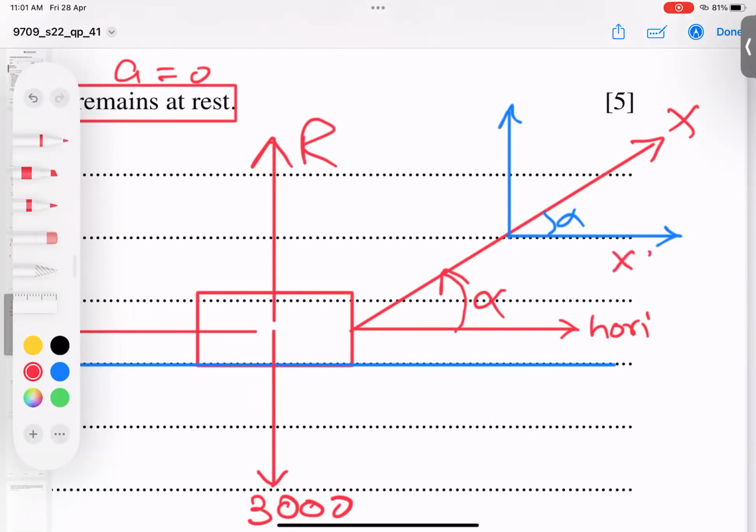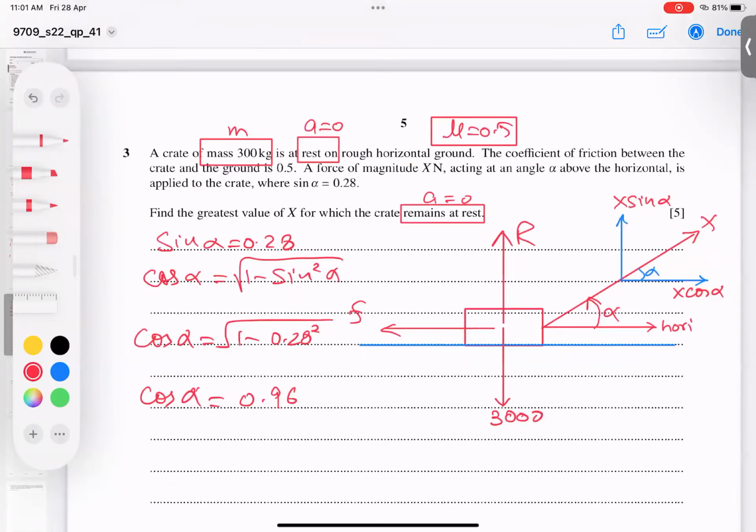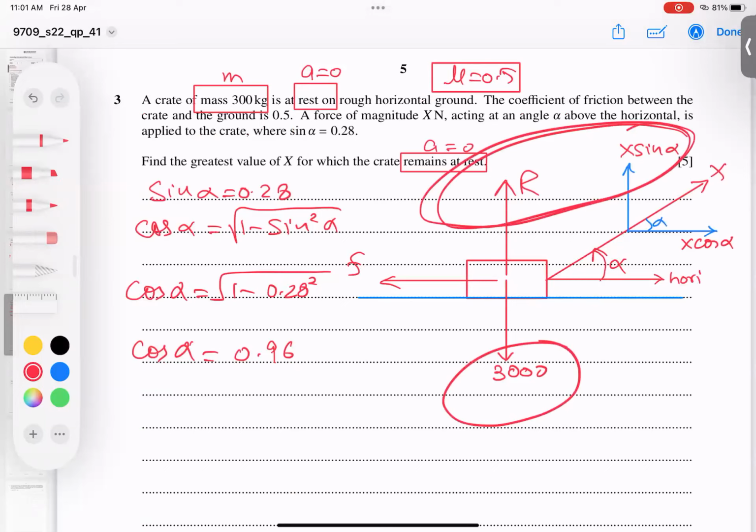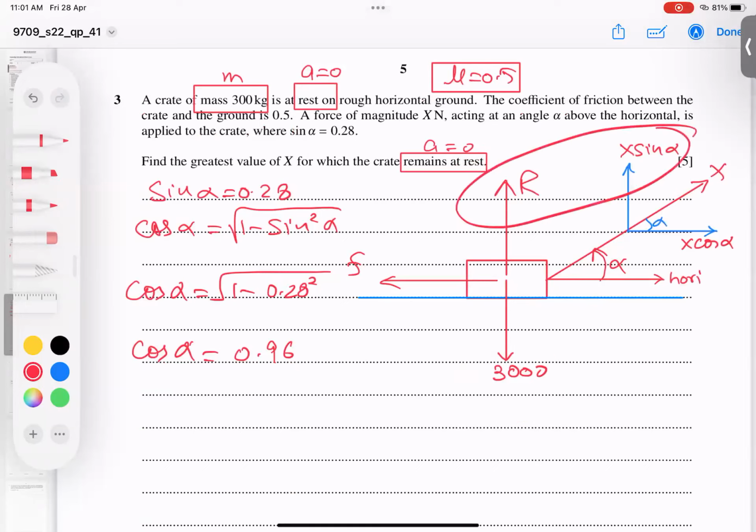So this is becoming x cos alpha. This becomes x sine alpha. I believe now you got a clear picture. Now, what is the basic criteria we use now? Because system in equilibrium, how? Because acceleration is zero. So system is not going right and left. It means, can I say rightward forces equal leftward forces? Exactly. And can I say upward forces equal downward forces? Exactly.